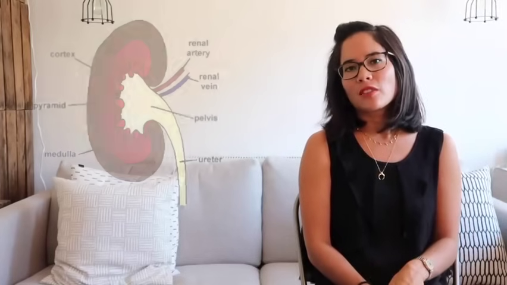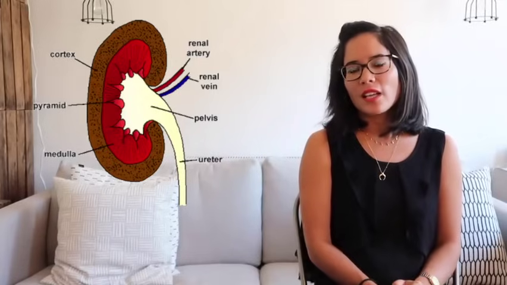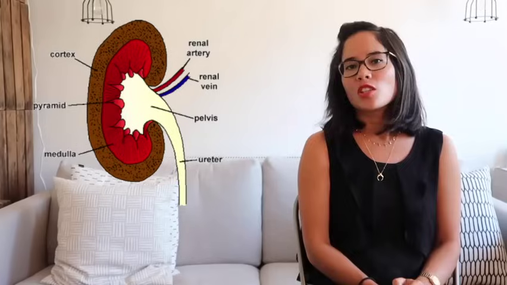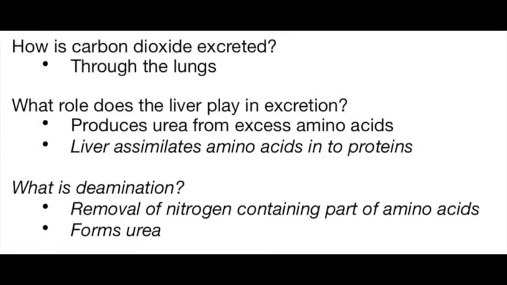Looking at the general structure of a kidney, you can see the outermost layer is known as the cortex, the middle layer is known as the medulla, and then the ureter passes out, and then we've obviously got the renal artery and the renal vein supplying and removing blood.